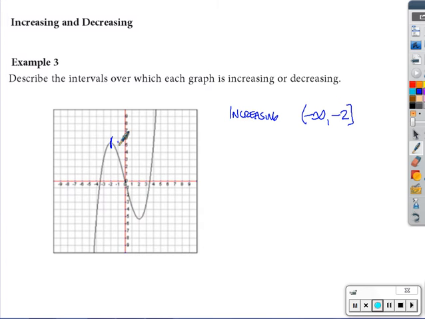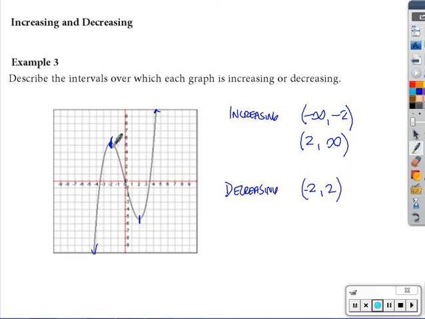But after negative 2, it begins to decrease. This needs to be a parenthesis. After negative 2, it begins to decrease. It decreases all the way to positive 2. So decreasing interval goes from negative 2 to positive 2. After positive 2, you see how the line begins to climb again. It begins to go up again. Therefore, I would be increasing again from 2 to infinity. And it's going to go up forever.